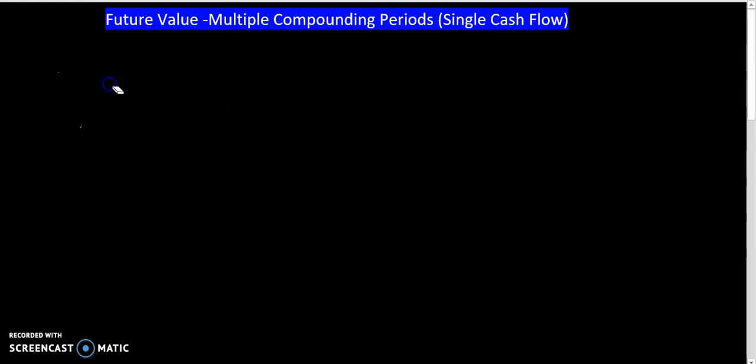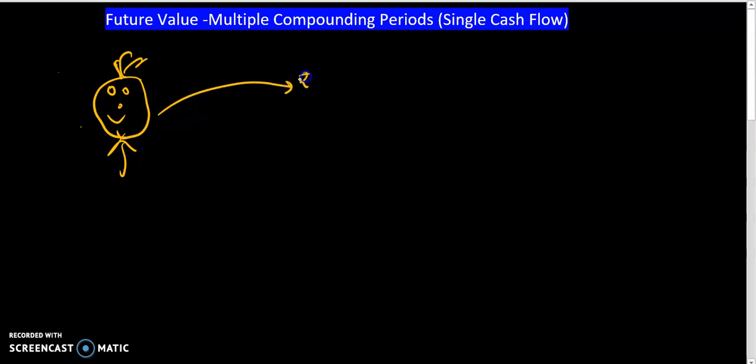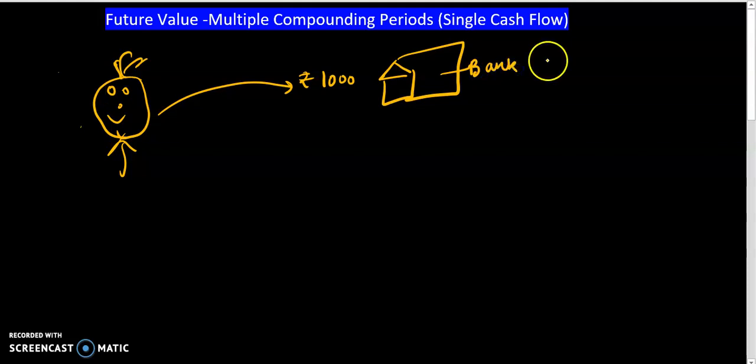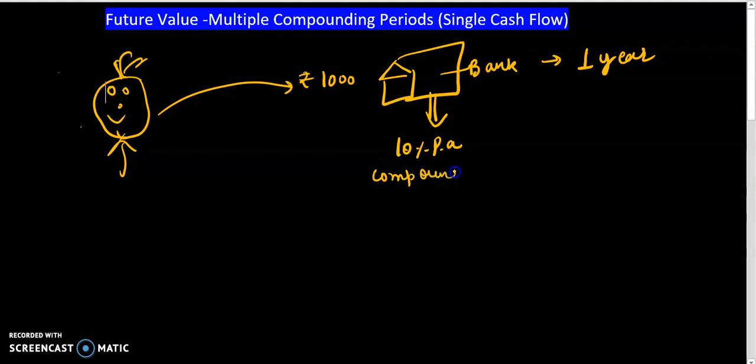Let's consider Mr. Bean places 1000 rupees as deposit in the bank for 1 year. Bank pays 10% per annum interest compounded semi-annually.